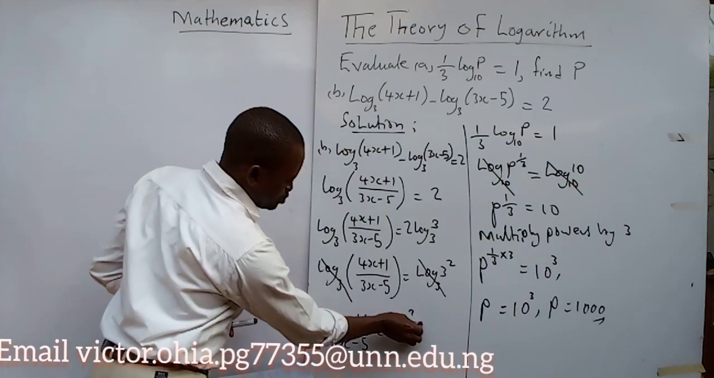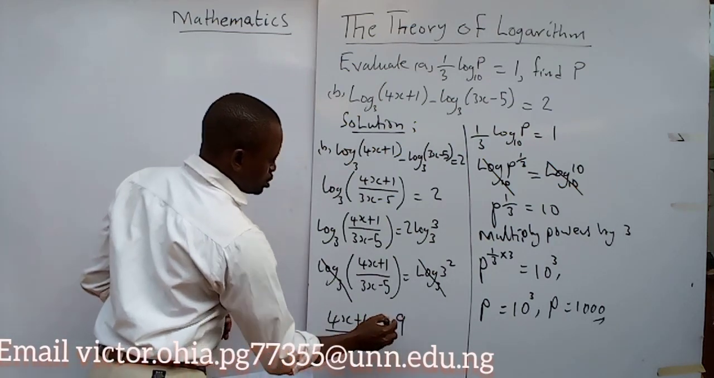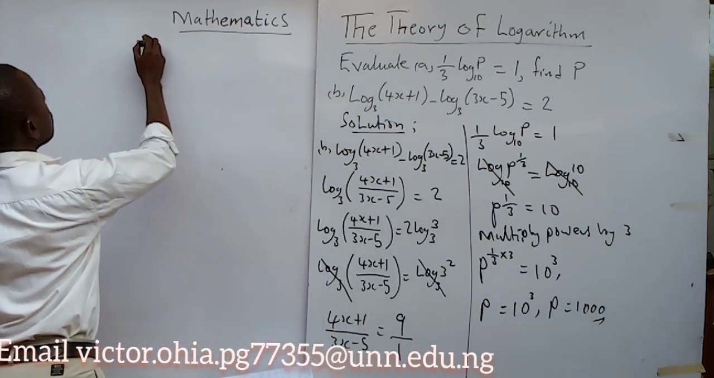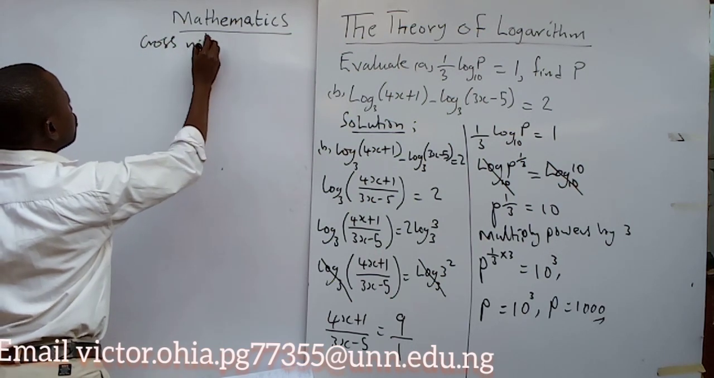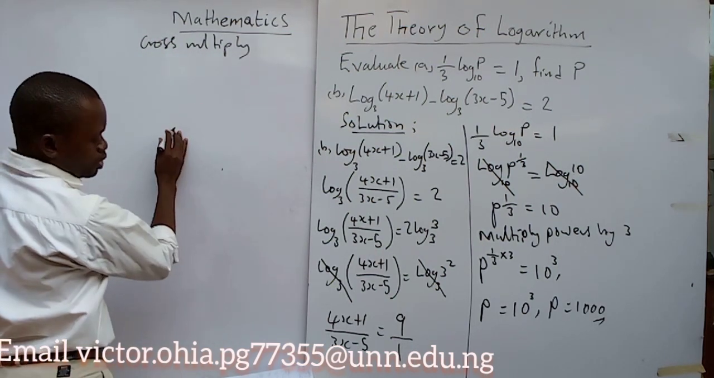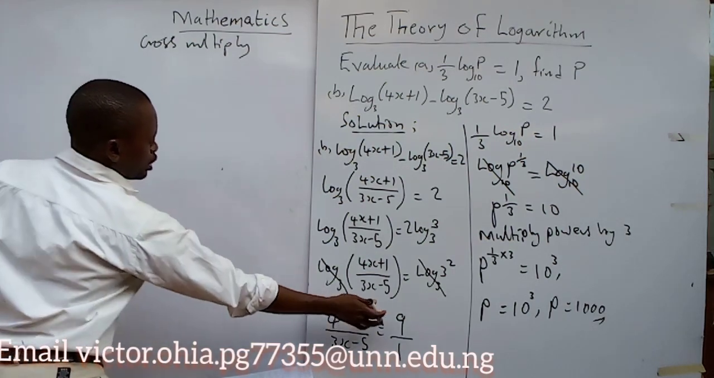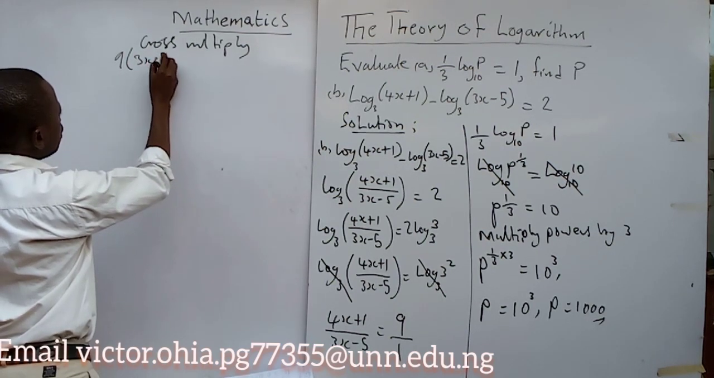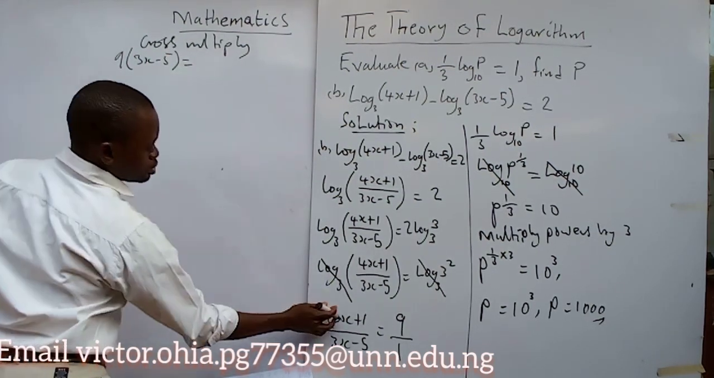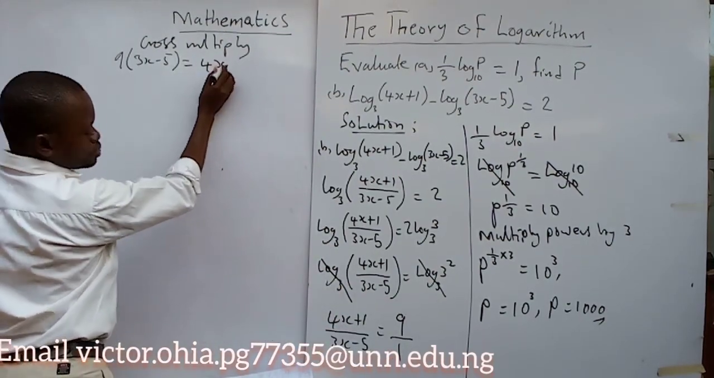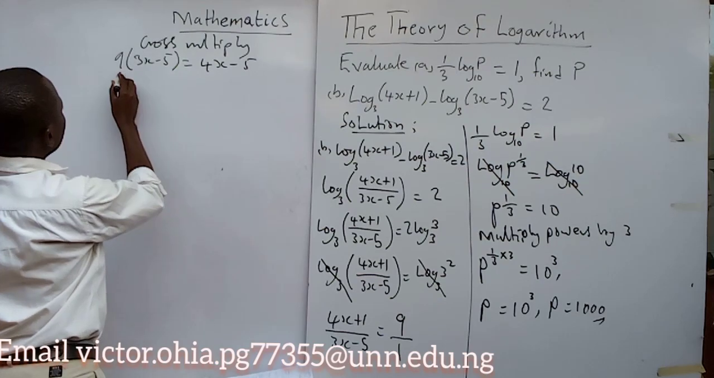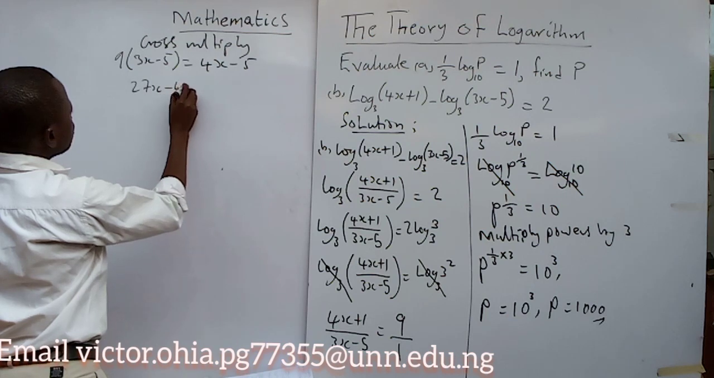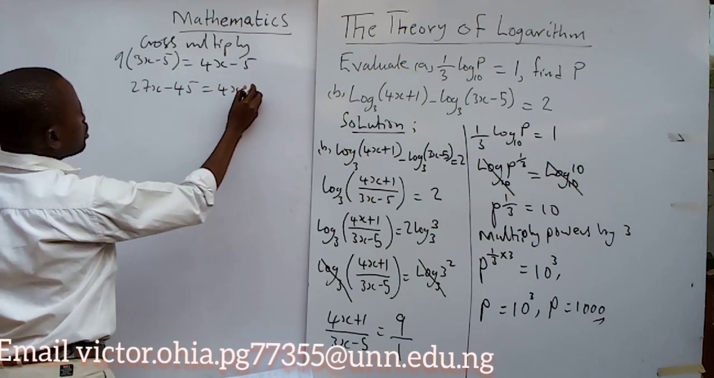You can see what happened there now: 3 raised to power 2 is 9. At this level, we can cross multiply. We're going to have 9 multiplying (3x - 5) equals this times 1, which is 4x + 1. So open this bracket, you have 27x. Open this bracket, 9 times 5 is minus 45, equals 4x + 1.